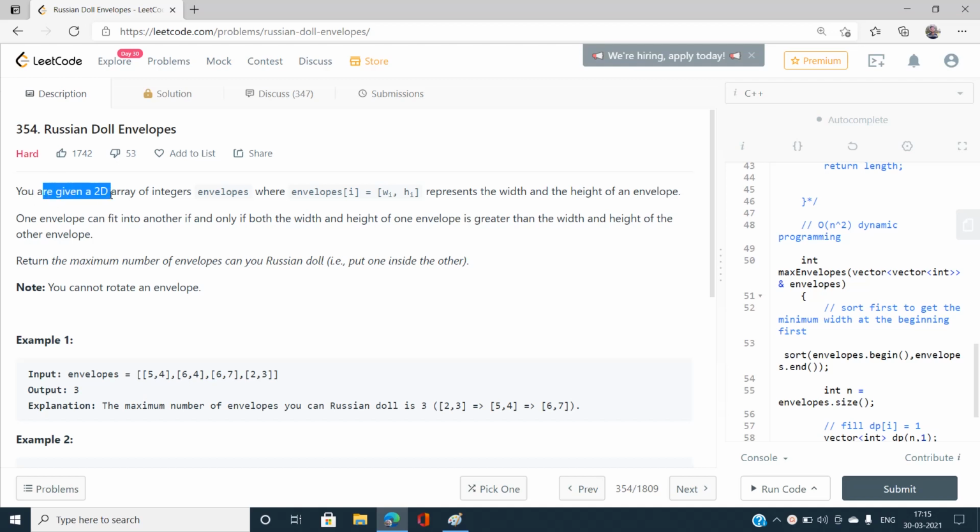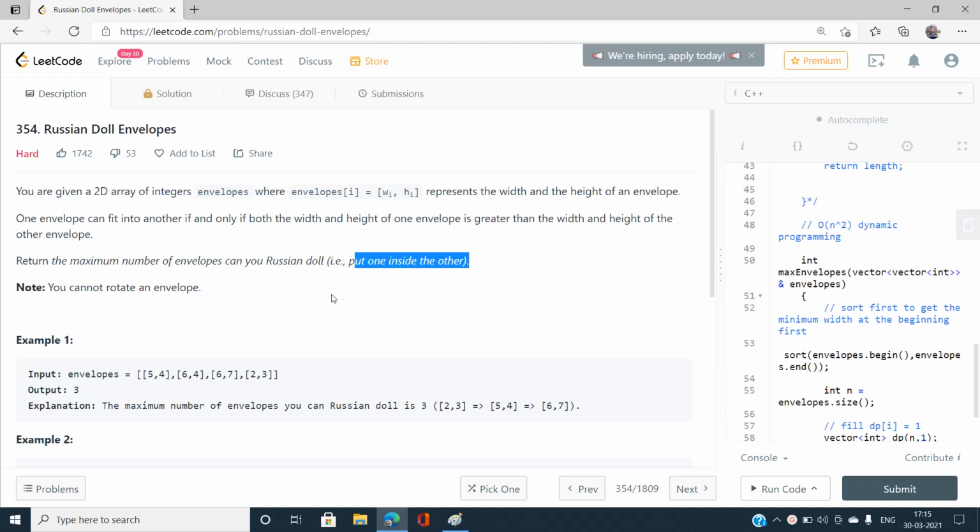We have been given a 2D array of integers named envelopes, where it consists of two keys, wi and hi, for every index i of the envelopes vector, which represent the width and the height of an envelope. One envelope can fit into another if and only if both width and height of one envelope are greater than the width and height of the other envelope. And we have to return the maximum number of envelopes we can build, that is, we can put one inside the other.